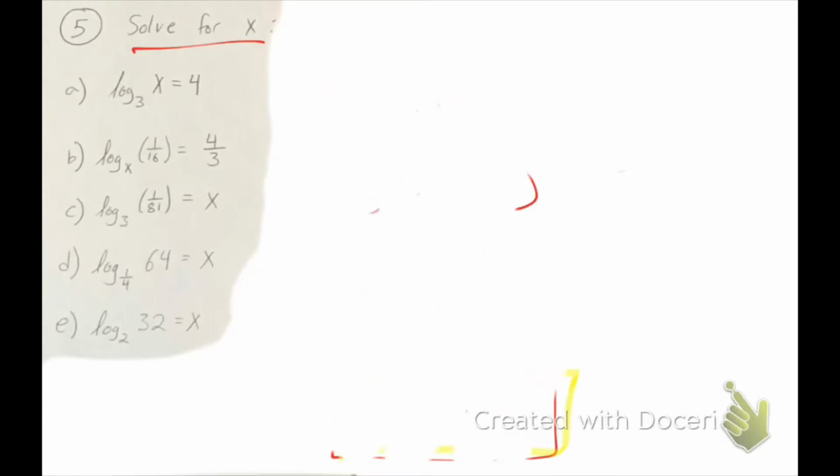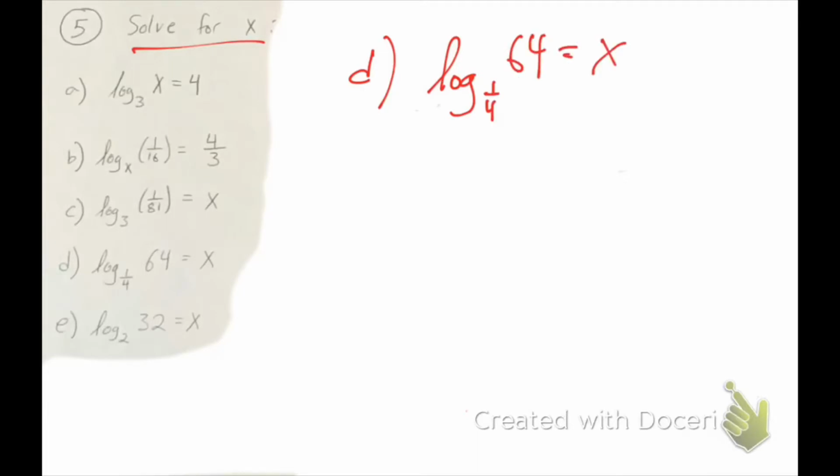Let's look at example D. Log base 1/4 of 64 equals x. So I recycle, just like that. Then I want to move the 4 up to the top, so that will give me 4 to the negative x, because it's negative 1x, so I don't have to write the 1, just negative x, equals 64.